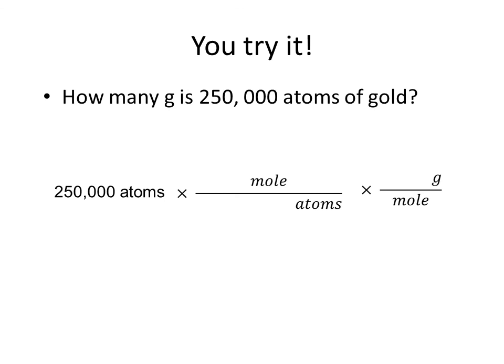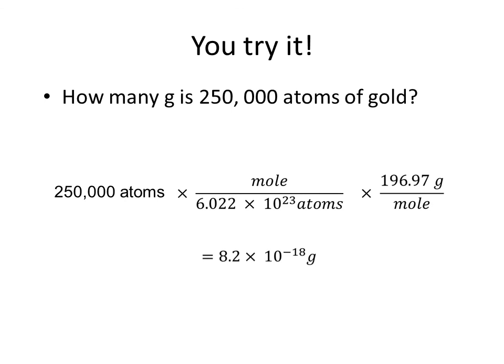And the number that goes with gram to make it equal to mole is going to be the molar mass of gold. So we enter in 6.022 times 10 to the 23 with atoms and 196.97 with grams. We do our math, and you see atoms cancels out and mole cancels out, and the number that we get on our calculator is 8.2 EE negative 18. Of course, we do not write 8.2 EE negative 18. We're going to write 8.2 times 10 to the minus 18 because EE is calculator speak. It is not a number.